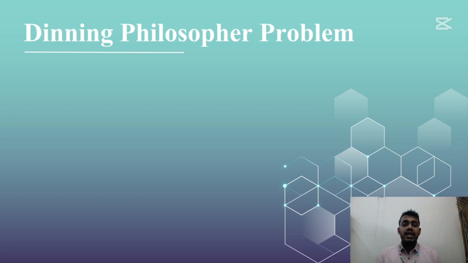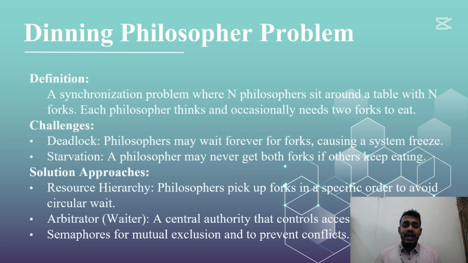Next, we have dining philosopher problem. What is a dining philosopher problem? A dining philosopher problem is a synchronization problem where n philosophers sit around a table with n forks. Each philosopher thinks and occasionally needs two forks to eat. Challenges of dining philosopher problem: deadlock and starvation. In deadlock, philosophers may wait forever for forks, causing a system freeze. Starvation: a philosopher may never get both forks if others keep eating.